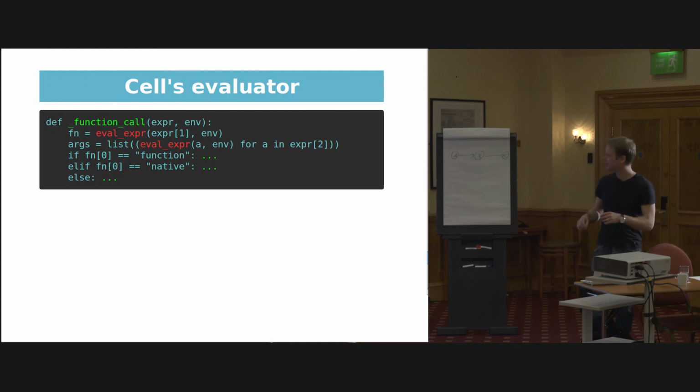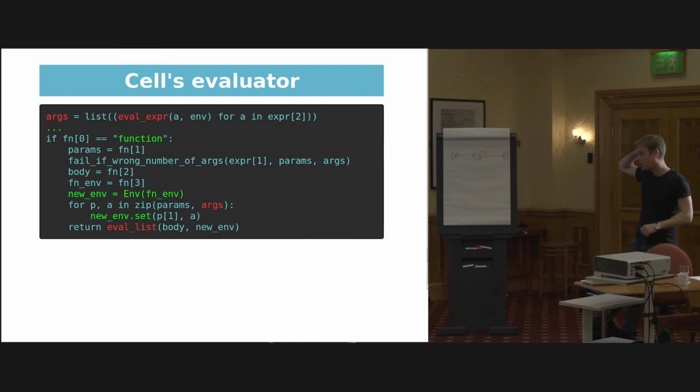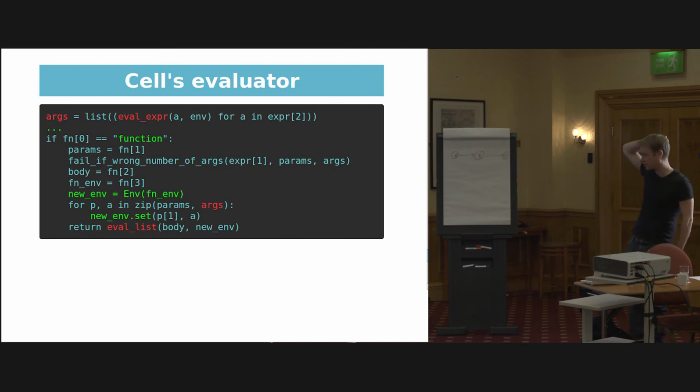Mask, shadow, yeah. Okay, so if this is a function written in cell, then we check the number of arguments matches. The function definition has its idea of the number of arguments, and then you've called it with a certain number of arguments, and they must be the same. So we check that by calling a very simple function called fail_wrong_number_of_arguments.